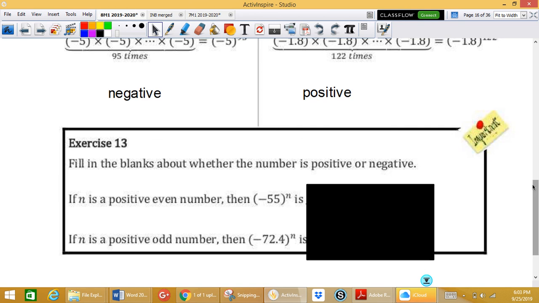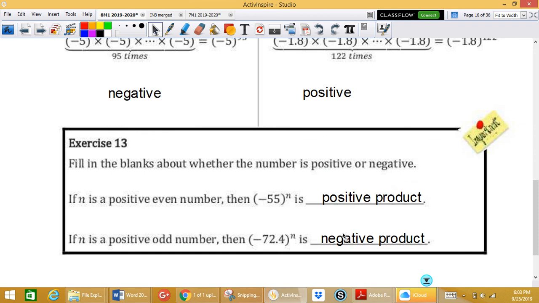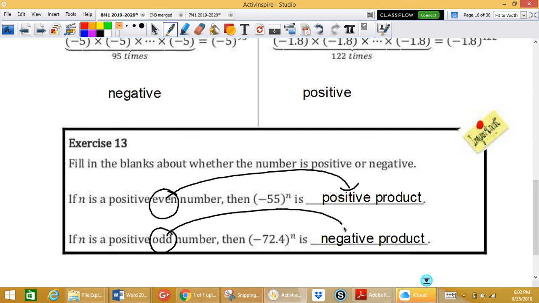If n is a positive even number, then negative 55 to the n is a positive product. So we have even, positive. And then if n's an odd number, it'll be a negative product.